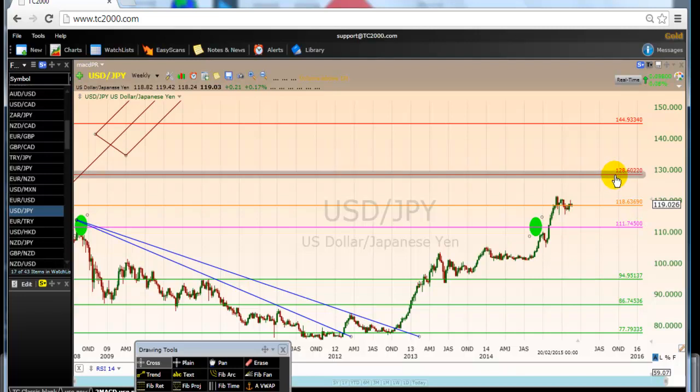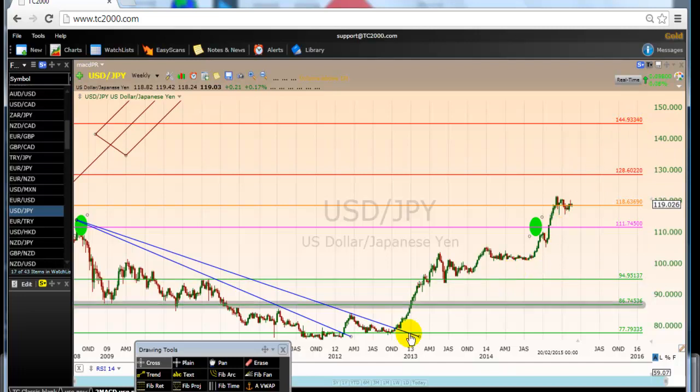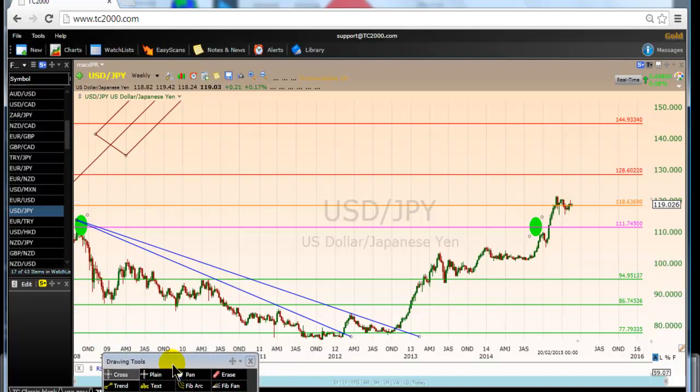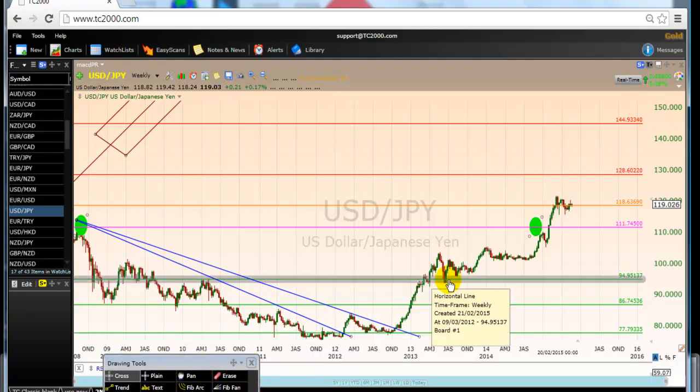Note it down. Resistance level 1, 12860. Resistance level 2, 11493, okay? So you note it down now. There are other key levels that I want you to remember also, which I'm going to share with you here, all right? Support level 1.